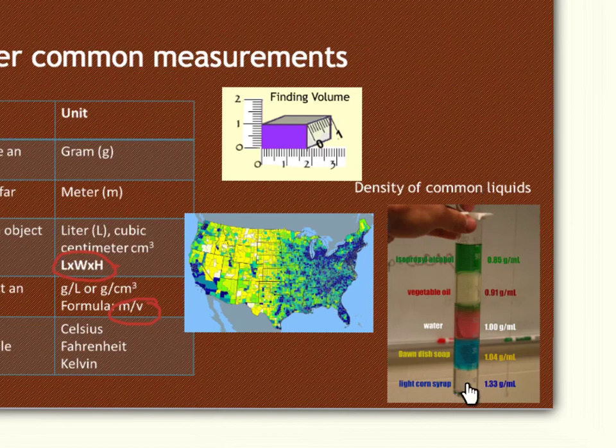Okay, now this picture right here, this diagram kind of shows us the density of common liquids. Where we see the greatest density at the bottom, the least density at the top. So we have light corn syrup at the bottom. It sinks to the bottom. You could pour all these in here at the same time and they would eventually separate out because of their densities. So if something is sitting on top of something else, that means it is less dense. So the least dense liquid is isopropyl alcohol and the most dense liquid is light corn syrup.